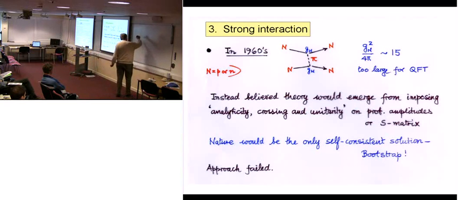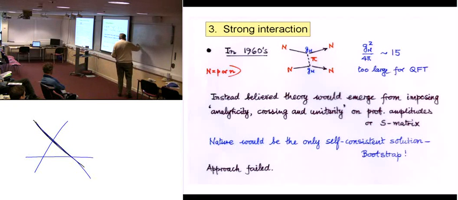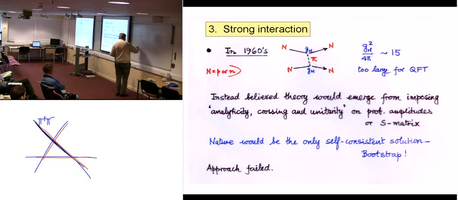So let's take pi-pi scattering. Let's try another pen. So we take pi-pi scattering, and we take pi plus, pi minus. No, nothing seems to be working here. Let's try this one. Ah, that's much better. So we take pi plus, pi minus to pi plus, pi minus.